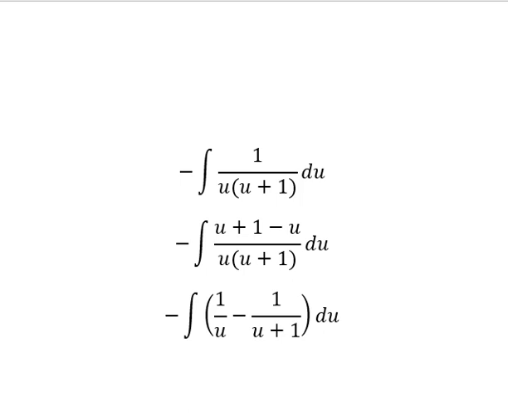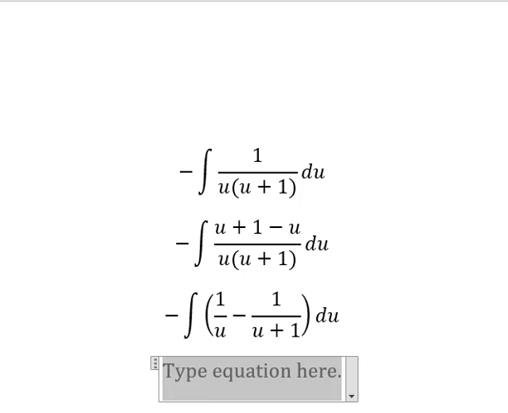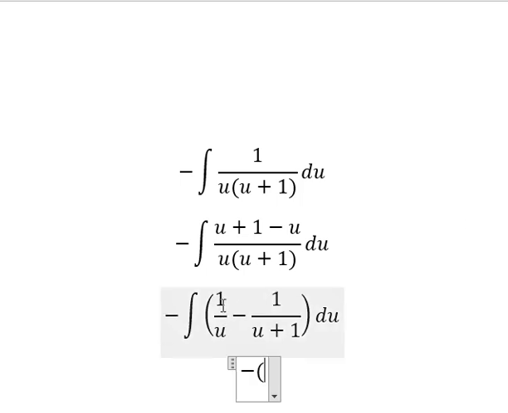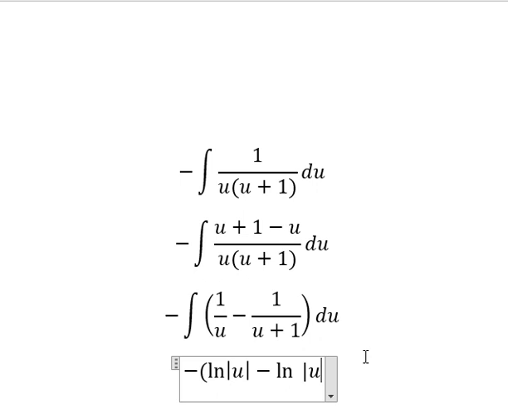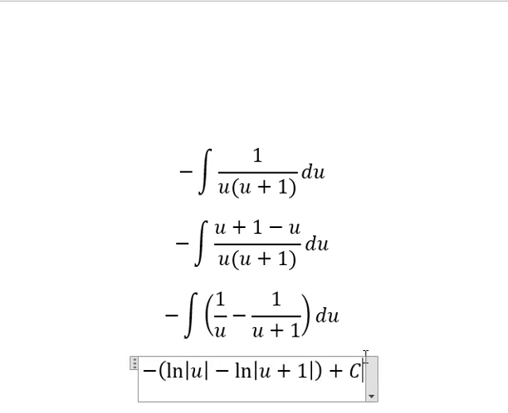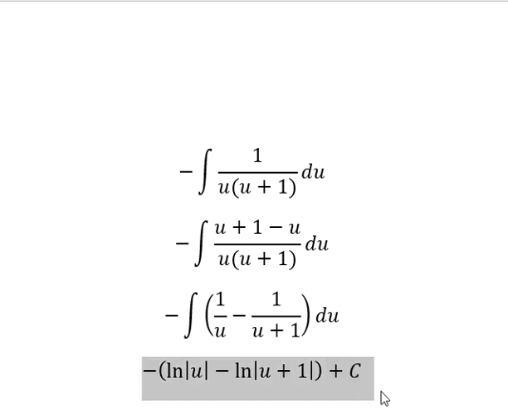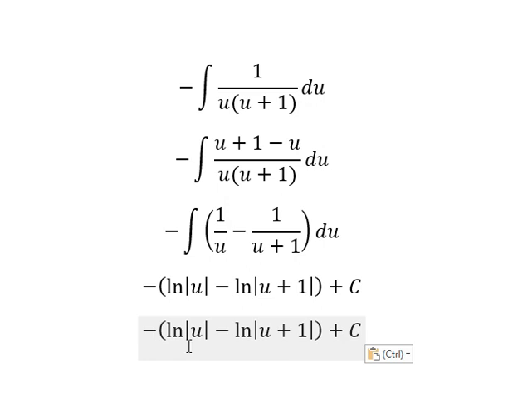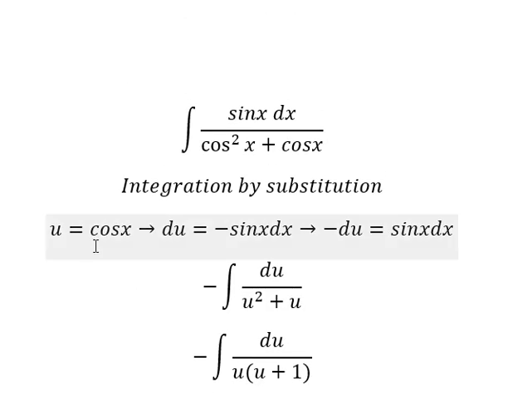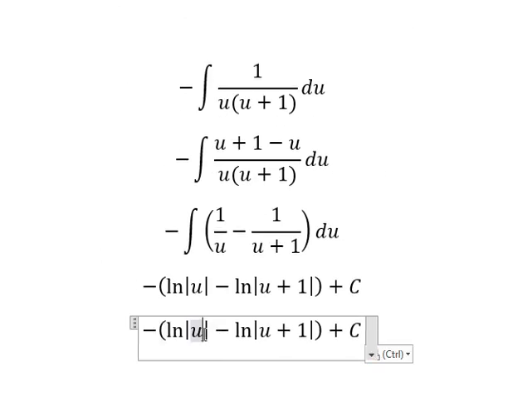And now we have the final answer. This one is ln of the absolute value of u. And the second one, u is cosine x.